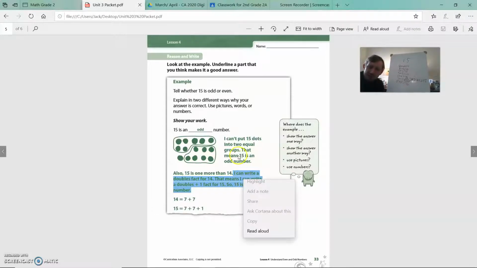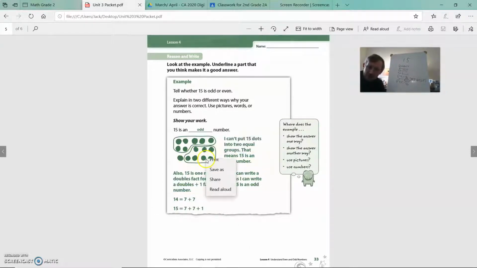Both of those are really good answers. And what they're doing is they're not just drawing the picture or just doing the number sentence. They're also putting it into words. And when you put it into words, it not only lets your teacher know what you're thinking, but it helps you really understand it. Because when you write something down, it stays in your brain forever.